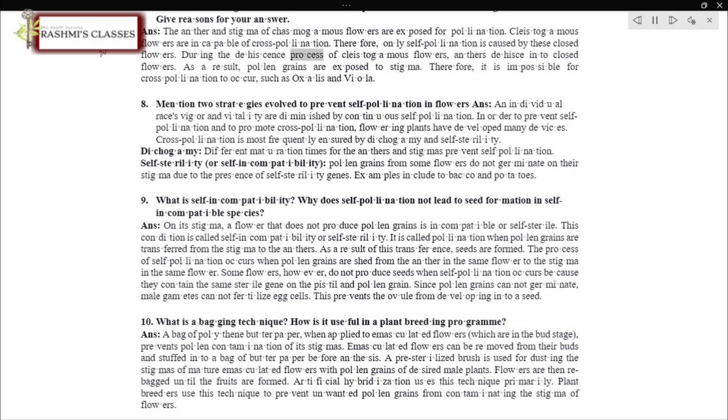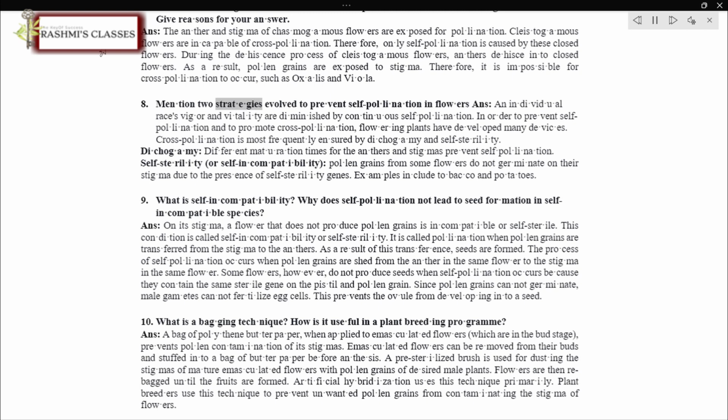In cleistogamous flowers, anthers dehisce inside closed flowers. As a result, pollen grains are exposed to the stigma. Therefore, it is impossible for cross-pollination to occur, as in Oxalis and Viola.